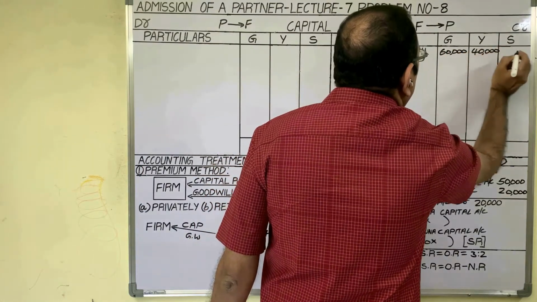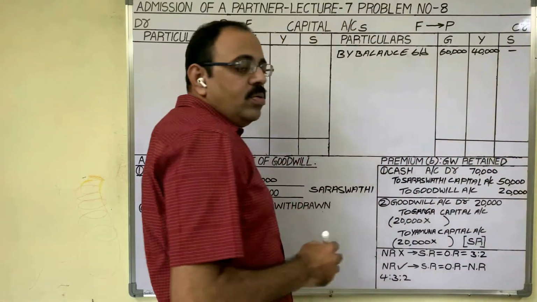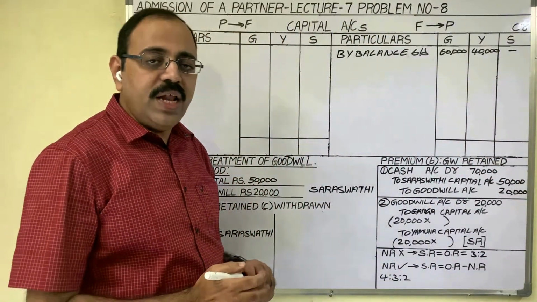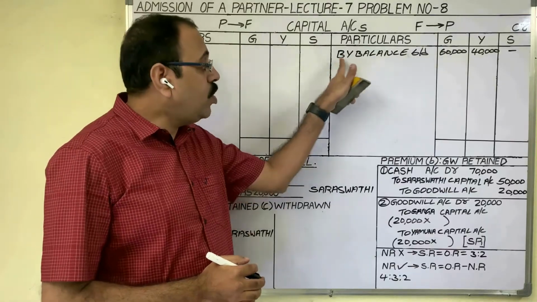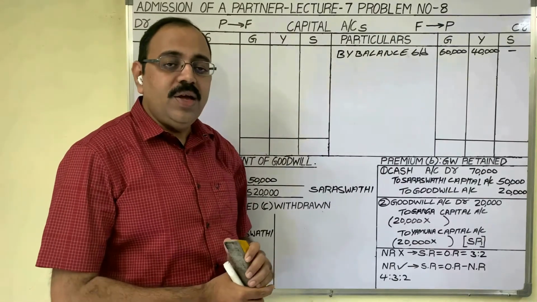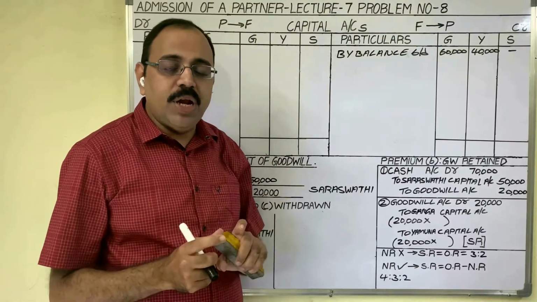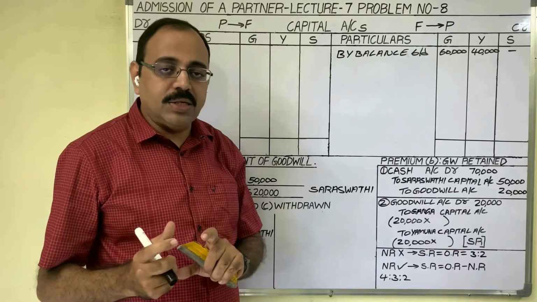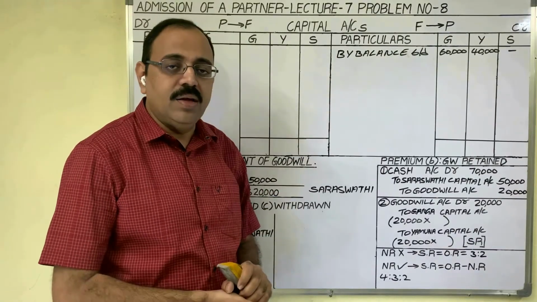The new partner's amount is not given in the old balance sheet. Therefore, for Saraswati, don't write anything. Why am I showing the opening balance on the credit side? Because capital is a liability. A liability shows a credit balance. Therefore, I am writing it on the credit side.